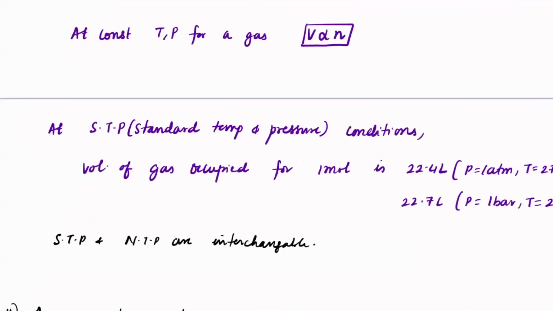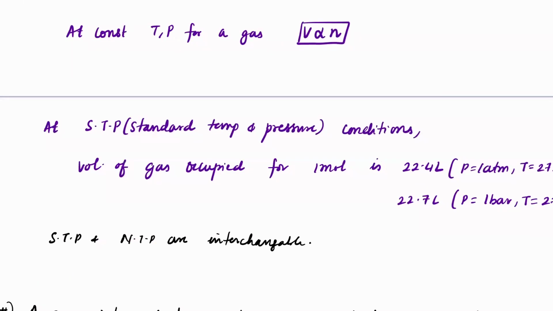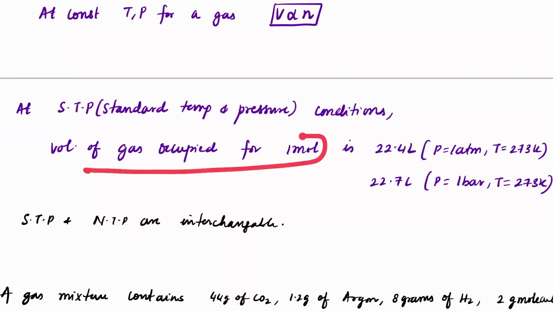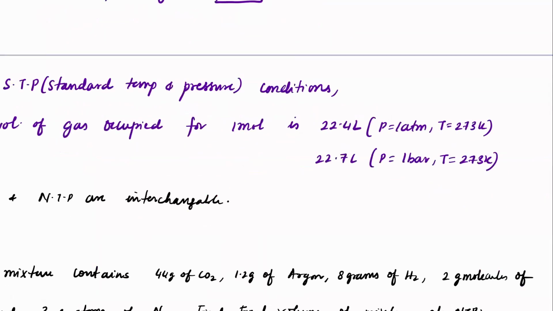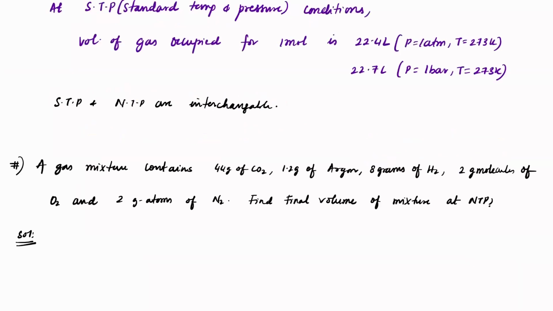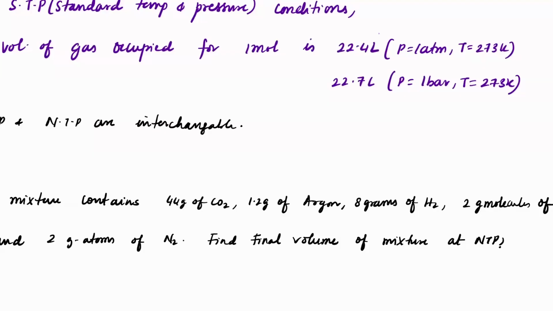Now, there are two types of conditions that we will take. One is STP, known as standard temperature and pressure condition, where the volume occupied by 1 mole of a gas is 22.4 liters if pressure is 1 atm and temperature is 273 kelvins. Or it is 22.7 liters if pressure is 1 bar and temperature is 273 kelvins. Correct? STP and NTP are generally interchangeable, but most of the time we will relate this value to NTP in the questions and this value to STP in the questions.